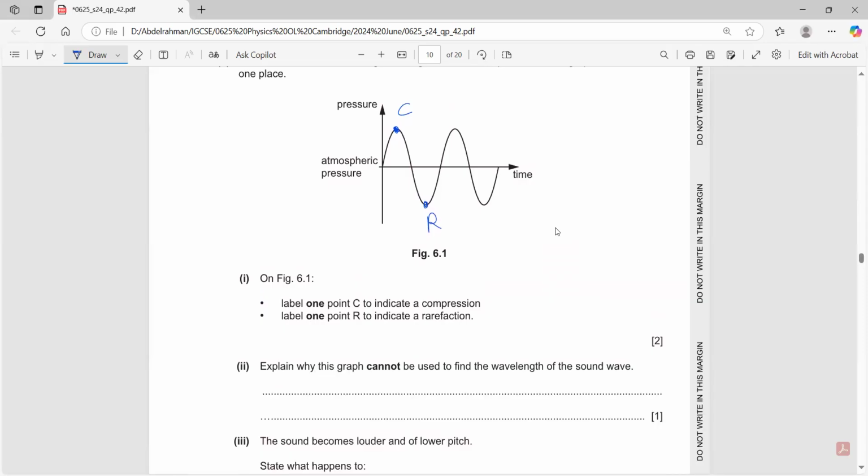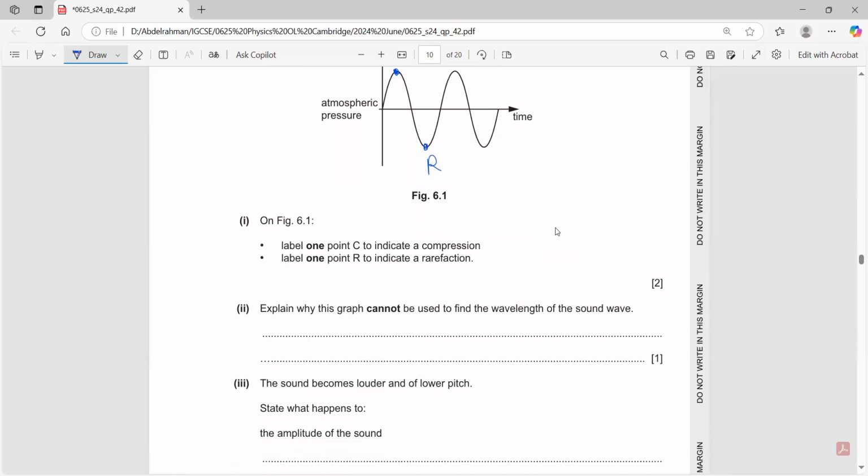This is a pressure time graph. To find the wavelength, we need a displacement distance graph. There is no distance or displacement on this graph.